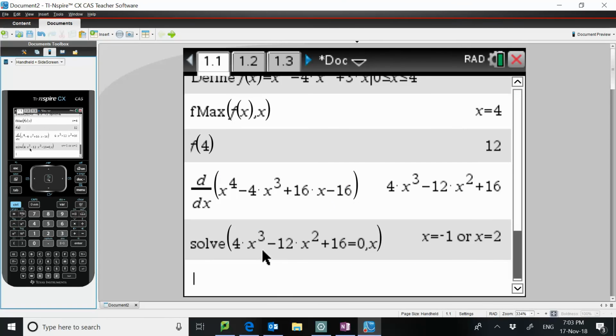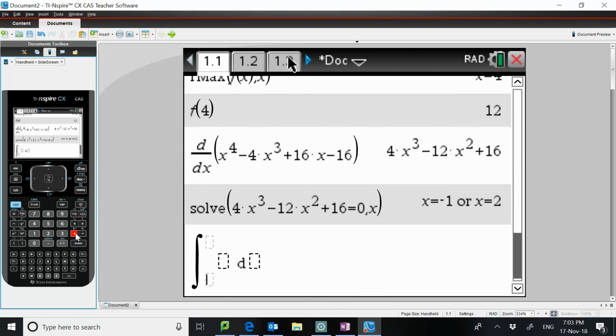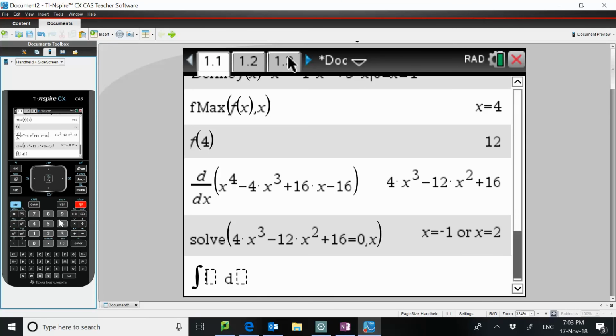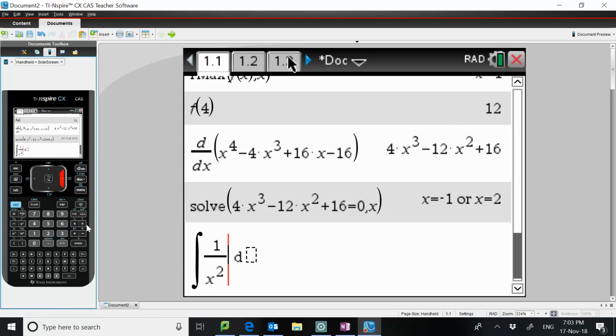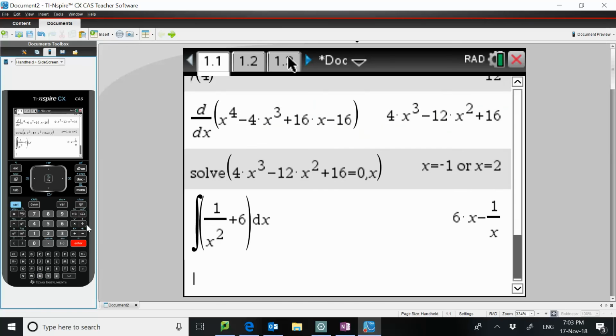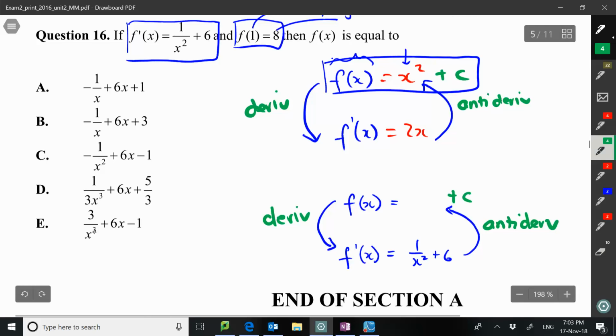Okay, so I'm going to go to my CAS. I'm going to anti-derive. So here we go. I'm going to go shift plus, press delete. I'm going to anti-derive 1 on x squared plus 6 dx. Now if I do that, that's 6x minus 1 on x. Okay, so that tells me the original function should have been 6x minus 1 on x, and don't forget there's a plus c. So this is what the original function should look like.